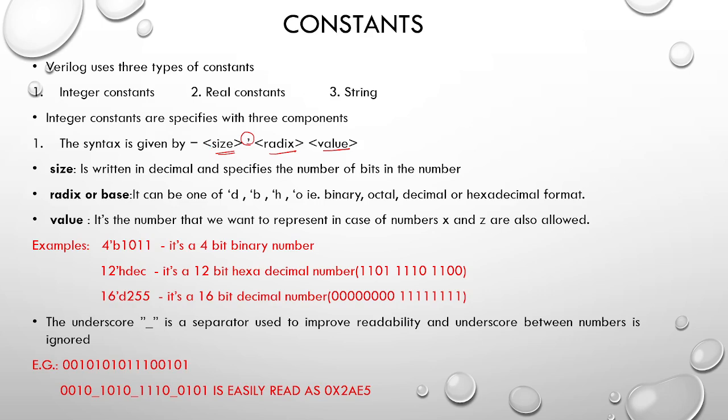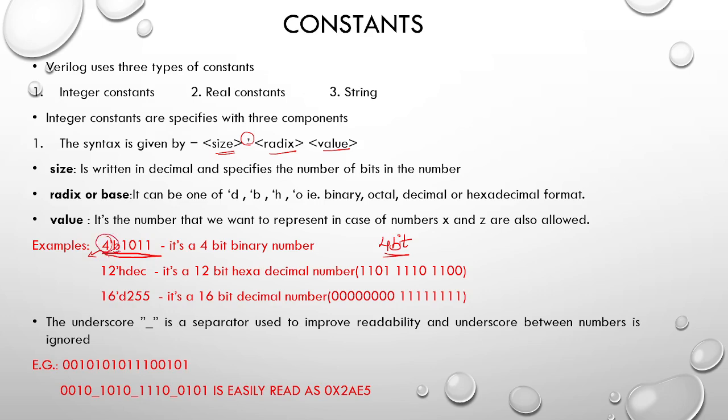So first comes size. What does size mean? Size means the length of the bits you want to use. Let us see an example here: 4'b1011. What is the size of this particular constant? The size is 4, so you can call it a 4-bit number. Why is it 4-bit? Because you have taken the size as 4.